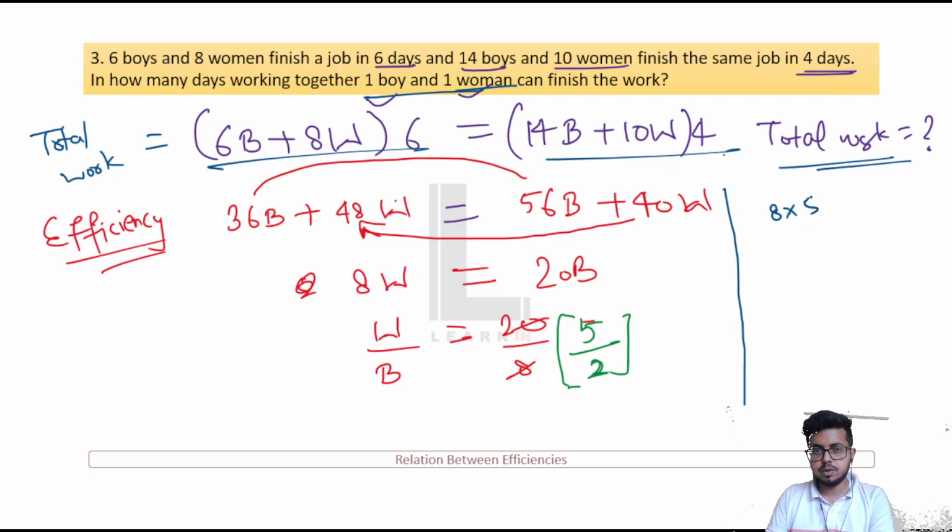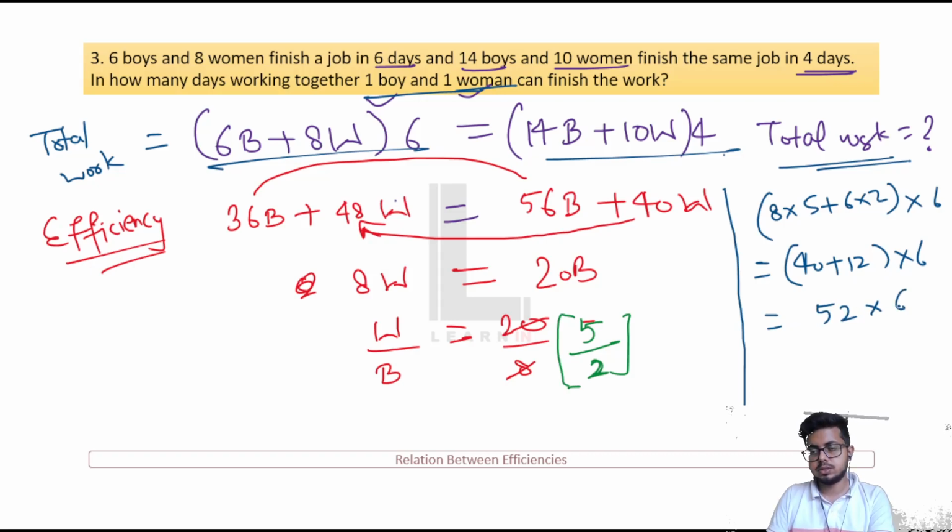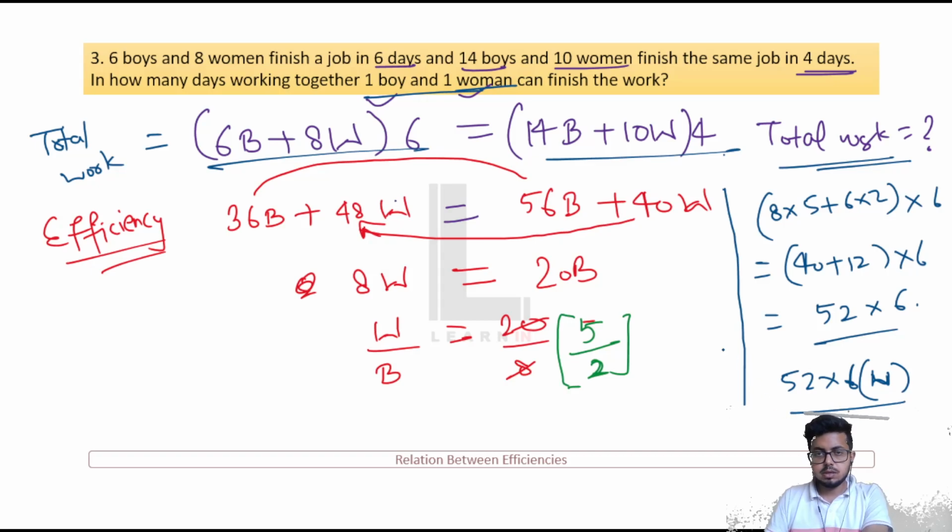Now let us try to do it in both ways. 8 into 5 plus 6 into 2, into 6. 8 fives are 40, plus 12, into 6. So that would be 52 into 6. I would not multiply these values, since anyways I would need to find the number of days. So 52 into 6 is the total work. And the efficiency of one man and one woman would be 7. So 52 into 6 upon 7 would be the number of days.